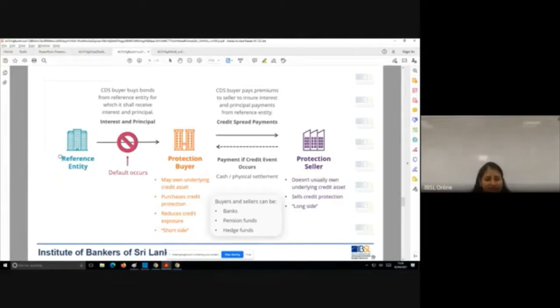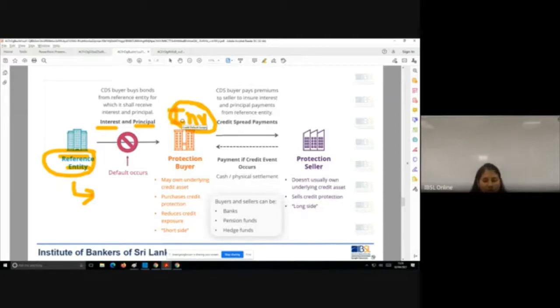So here you have a reference entity. This is the entity who would have issued a particular debenture in which you, the investor, have invested. The investor has to get the interest and the principal as per the agreement. But if there is a default on this, who will bear the loss? The investor will have to bear the loss. Principal is lost. Interest is also lost. So to protect themselves from such an occurrence, they can get a CDS.